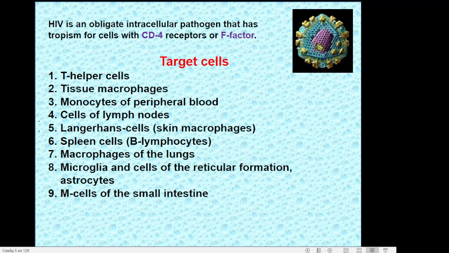Target cells. Mostly CD4 cells are the main target of this virus. To these cells belong, of course, first of all, T helpers. Other cells that may be damaged are tissue macrophages, monocytes, cells of lymphatic nodes, skin macrophages, spleen cells, macrophages of lungs, cells of microglia and reticular formation, astrocytes of the brain, and M cells of the small intestine. These are main targets for HIV infection, not T helpers only.